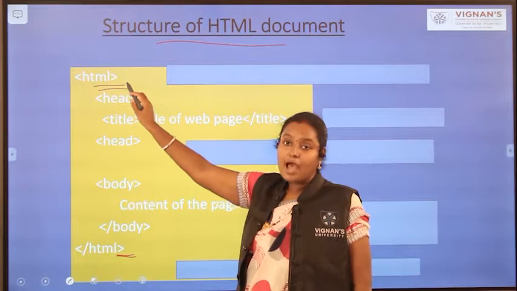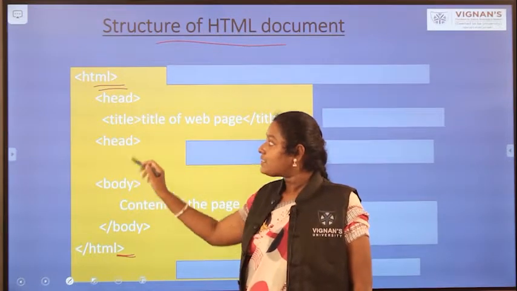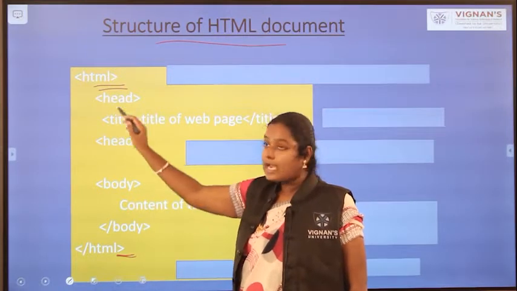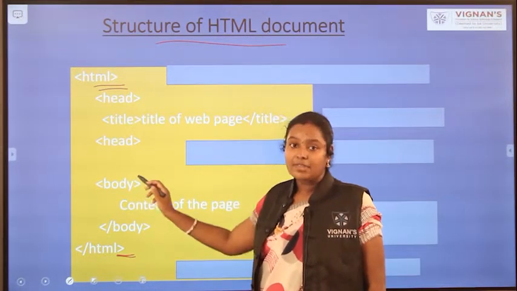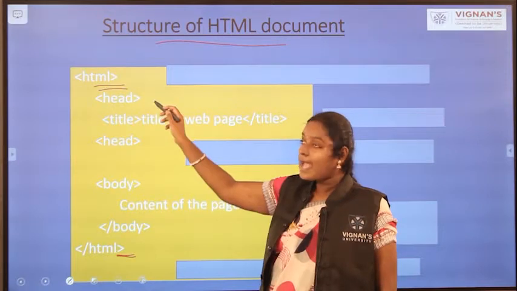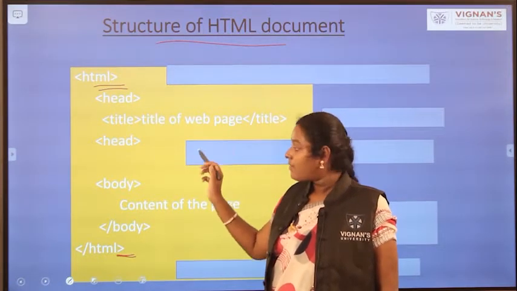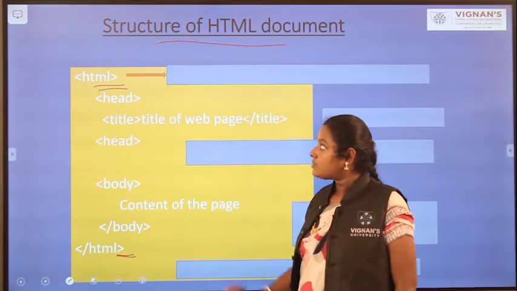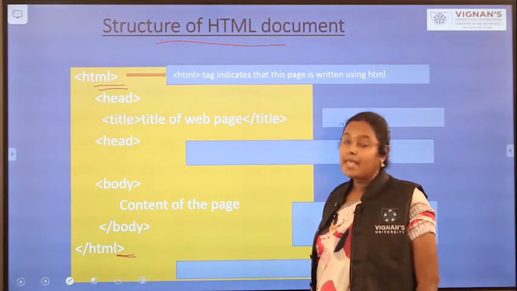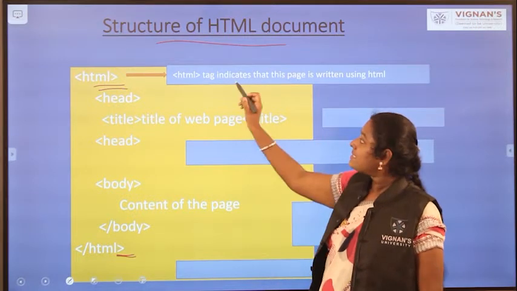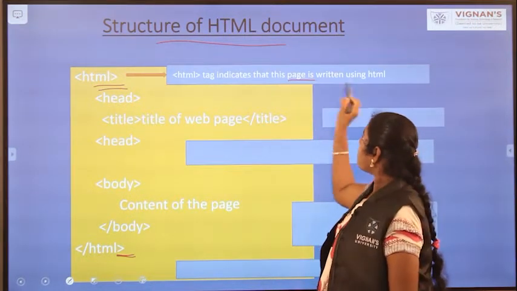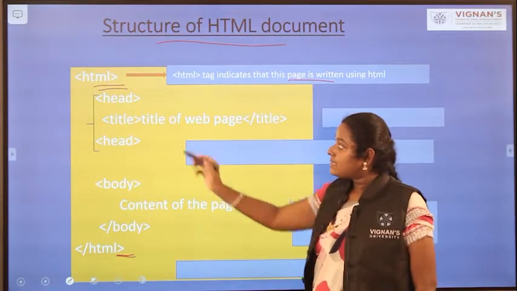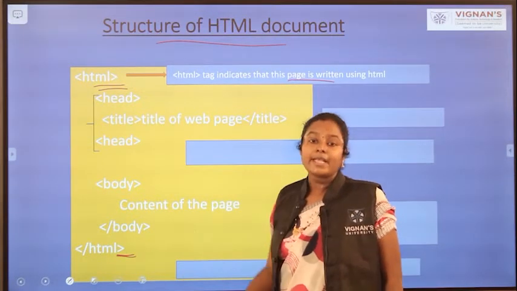Initially you will have the HTML tag. Within the HTML tag you have two parts: the head part and, in the second section, the body part. Within the head you will have the title tag, whereas in the body you will write the content of the web page. See here what is meant by the HTML root tag. This HTML tag indicates that the page is written using the HTML markup language. Next, this is the first section in the HTML.